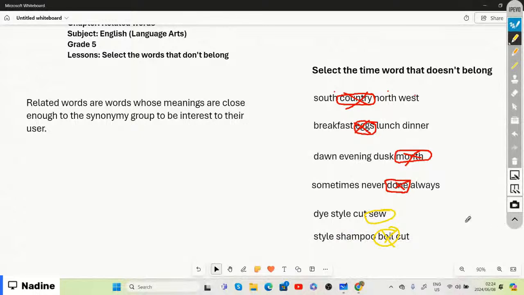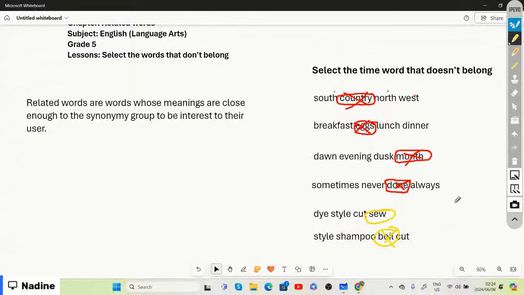So these are related words, and related words are words with meanings that are close enough to almost being synonyms. But they are words that we can categorize and group, and then you usually just need to find out what does not belong between those series of words.